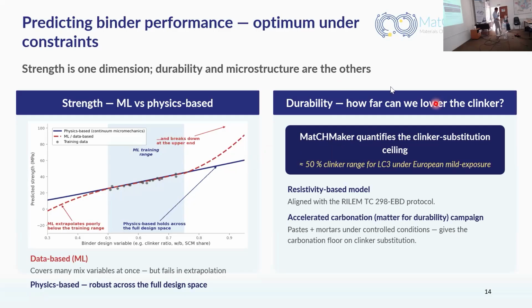We also assess the durability of this new type of cement because the goal is to know how much we can substitute the cement with this limestone and calcined clay and stay durable. And this project allowed us to assess this, let's say, maximum substitution rate, so the minimum CO2 we can emit with this new cement.